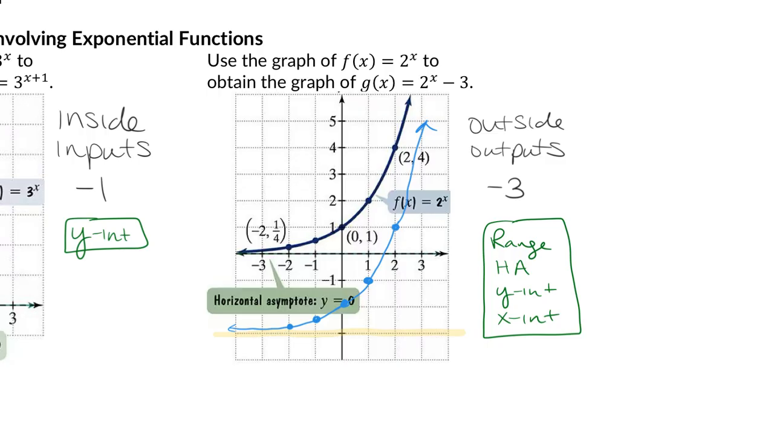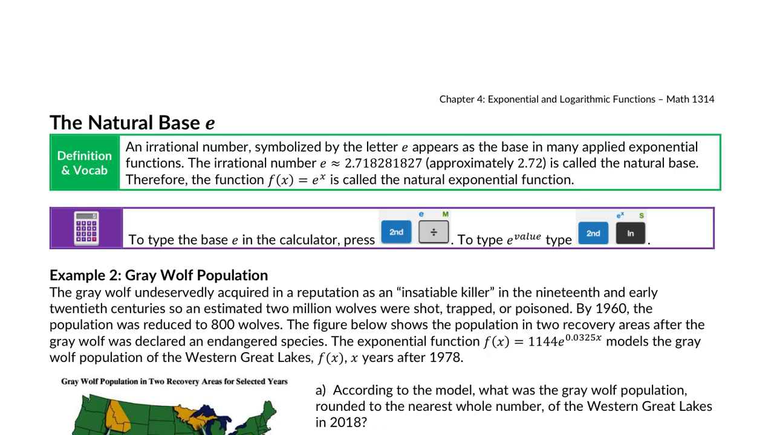Okay, so we get the shape of these functions, the characteristics are there, but what we want to do is start being able to answer some real world questions, and we need to introduce what's called the natural number, which you may remember from a previous course. The natural base e, or the natural number, is also sometimes referred to as Euler's number if you're Googling around for help.